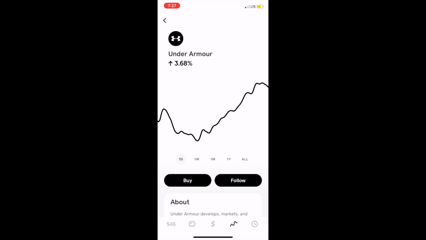And then it goes up for Under Armour around market close, which is 4 o'clock. So their 1 day gain is 3.68%. Their 1 week loss is 3.52%. 1 month, 12.30. 1 year, they're down 60%. Wow, that's a lot. And then all is 212%. That's crazy. That means if you invested in Under Armour at the beginning when they started, you would have made back 212%, which is like double your money.